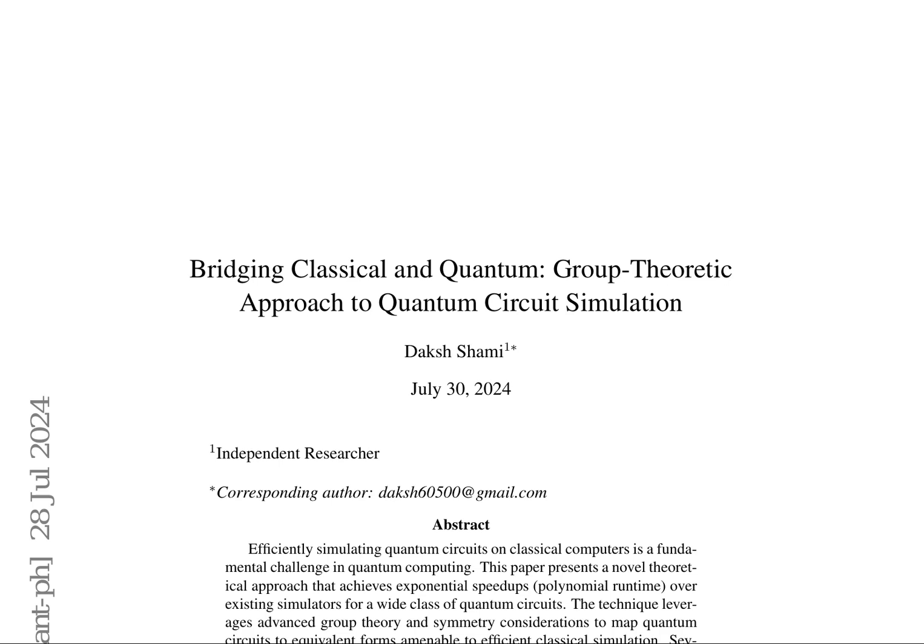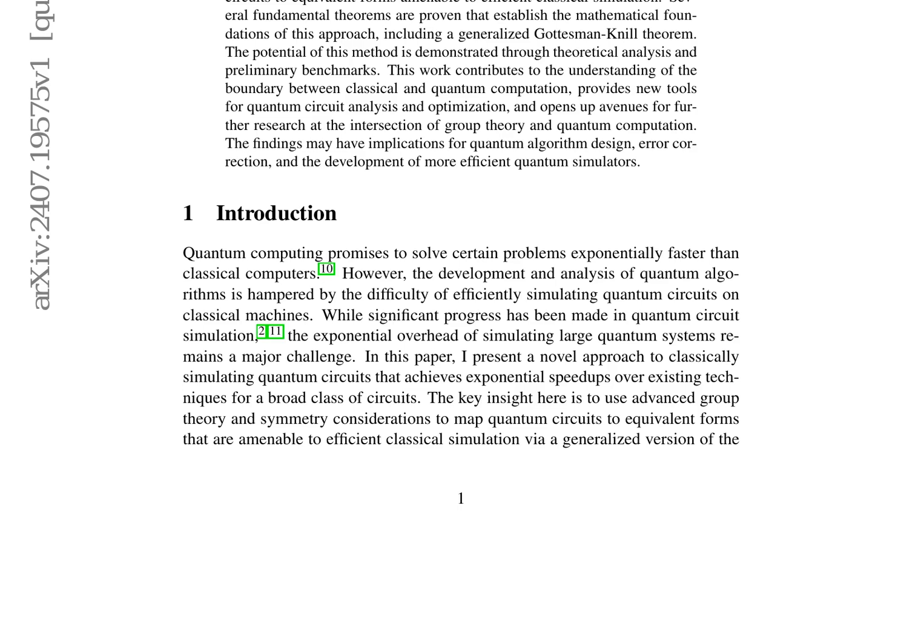The technique involves mapping quantum circuits to equivalent forms amenable to efficient classical simulation by representing quantum circuits as elements of a finite group under matrix multiplication, identifying the irreducible representations and character functions of this group, decomposing the quantum circuit into a sum of character functions using the decomposition theorem, and analyzing the resulting decomposition to identify optimization opportunities and potential for efficient classical simulation.